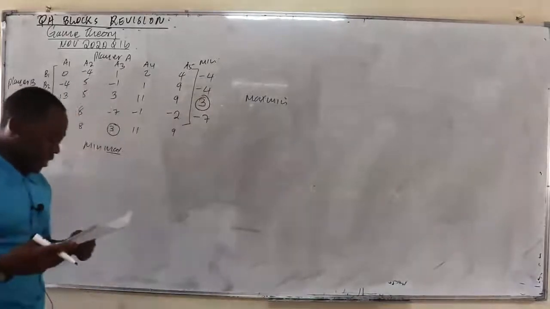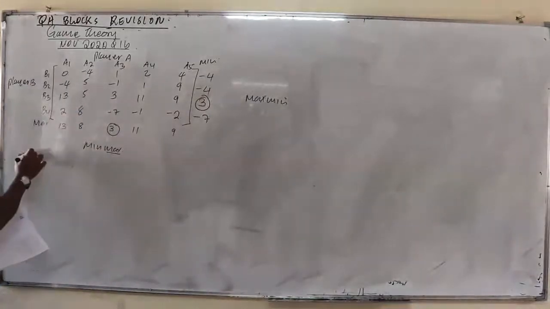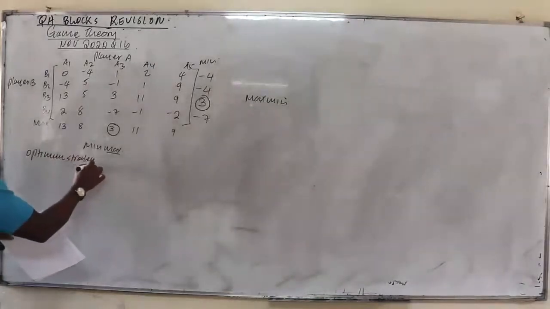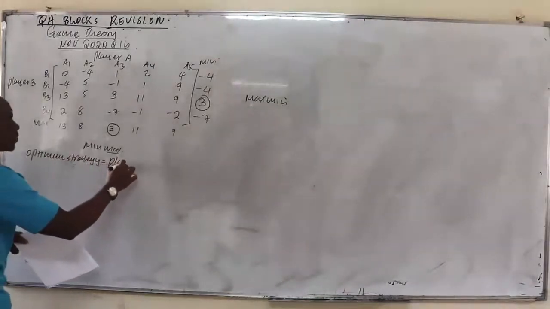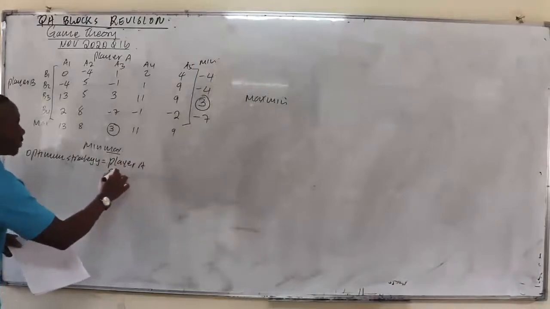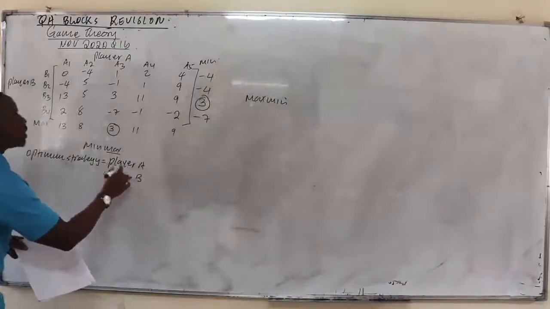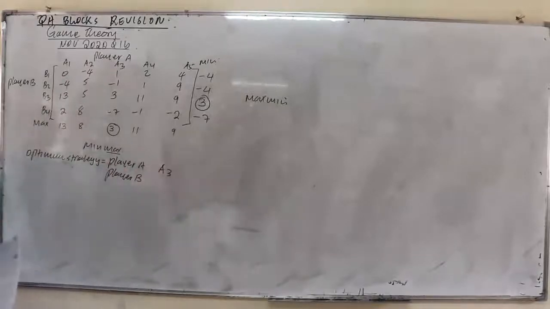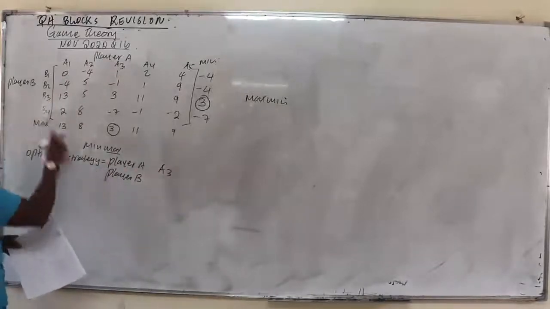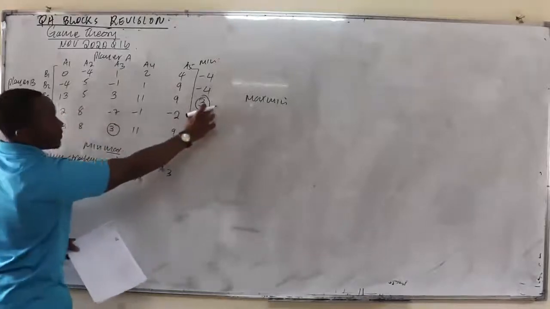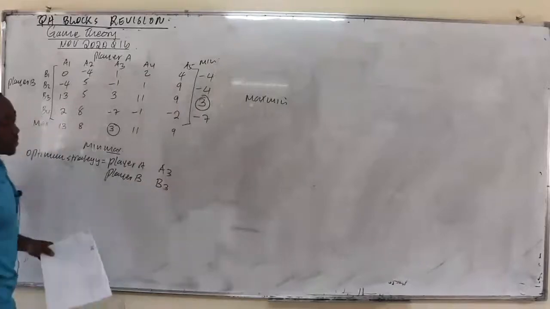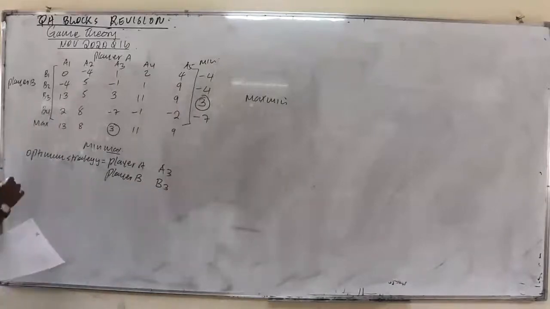So the optimum strategy for each player: for player A and for player B. Player A will adopt strategy A3. When you apply strategy A3, player B will adopt strategy B3. Good. Those are the optimum strategies. Then number 2 is the saddle point.